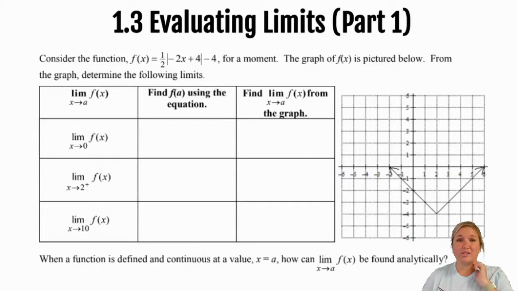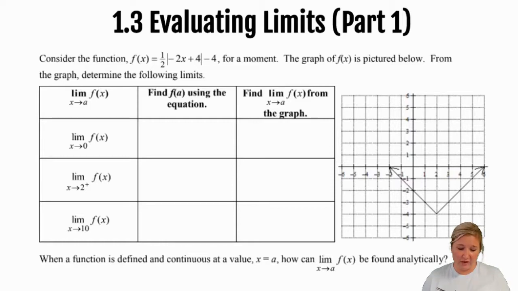So this comes in two parts. We'll do part one now. Let's look at that. So consider the function 1/2 times the absolute value of negative 2x plus 4, and then minus 4. And the graph is shown right here. We are going to look at this and find the limit using the equation.